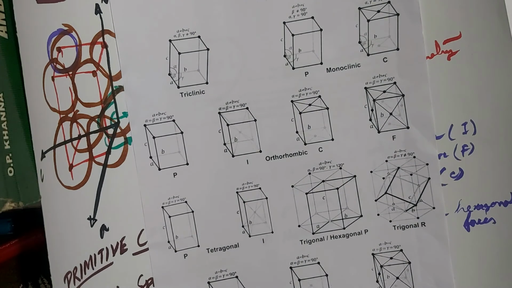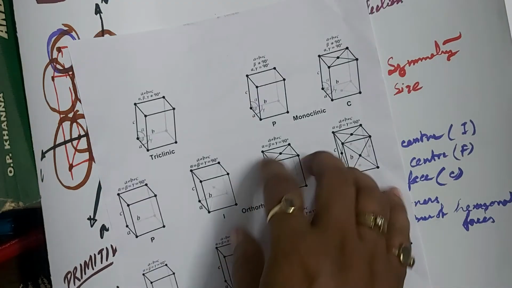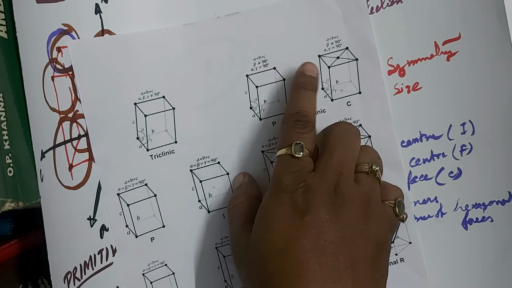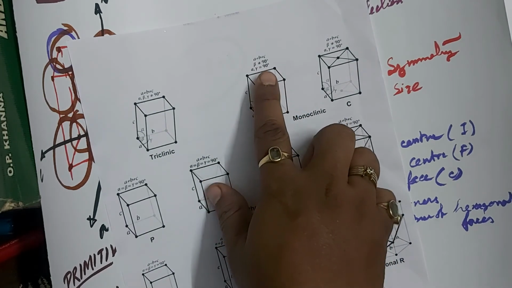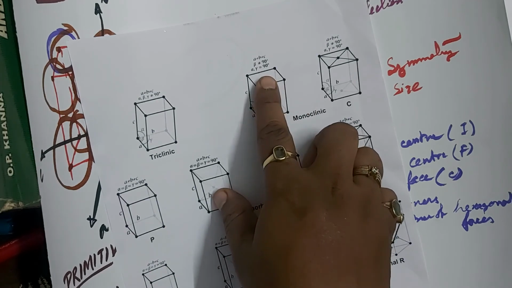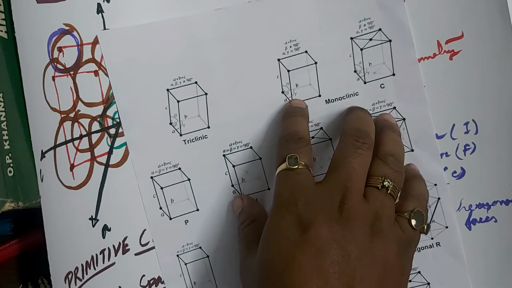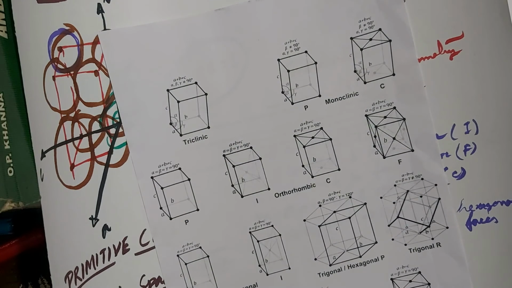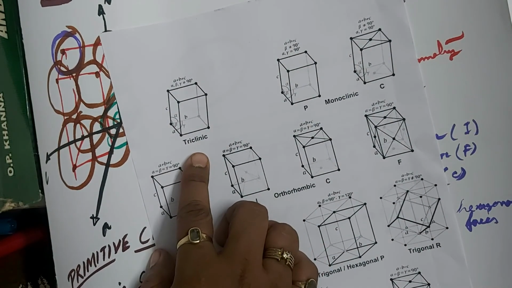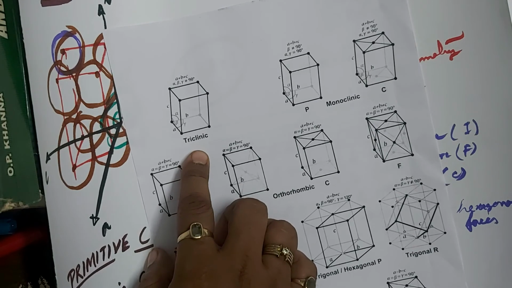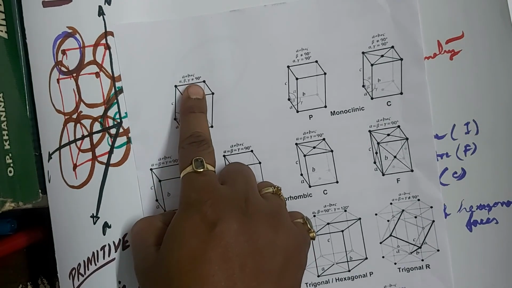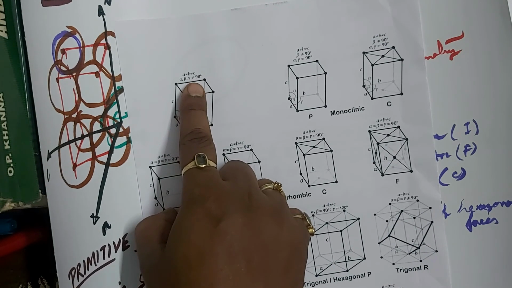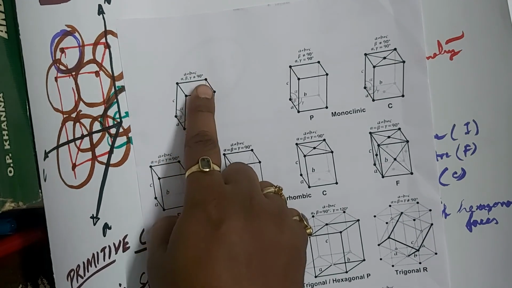And for monoclinic you can see a is not equal to b, not equal to c. Alpha and gamma are 90 degrees, but beta is not 90 degrees. Beta can vary. So here rhombohedral: a is not equal to b, not equal to c, and these angles are also not equal to 90 degrees.